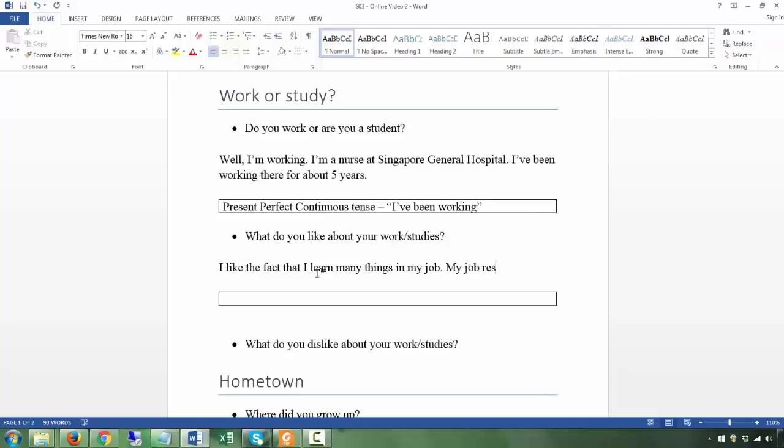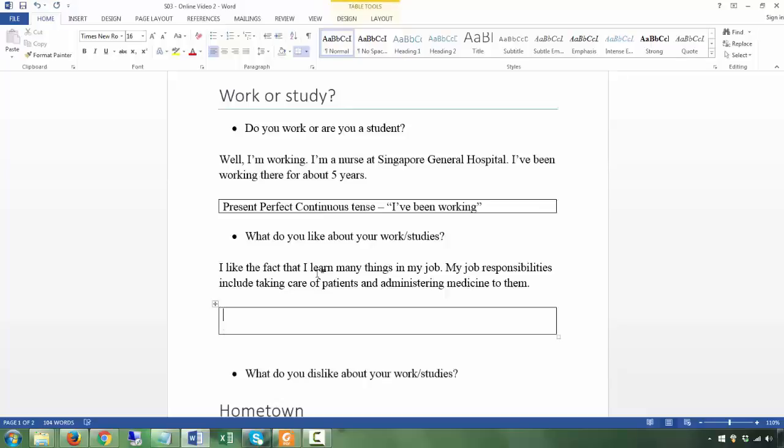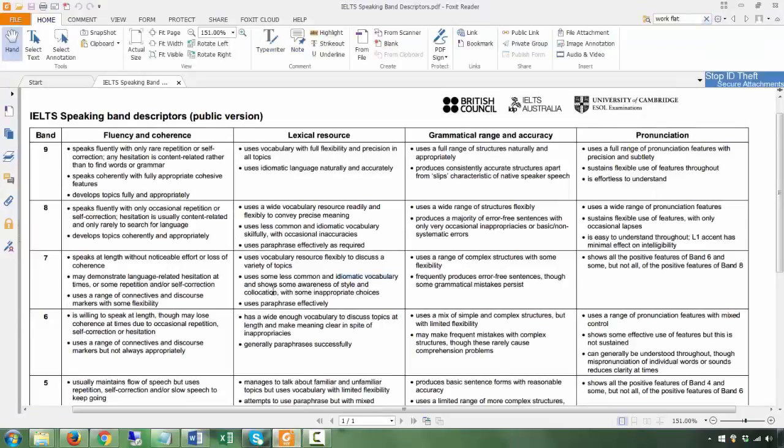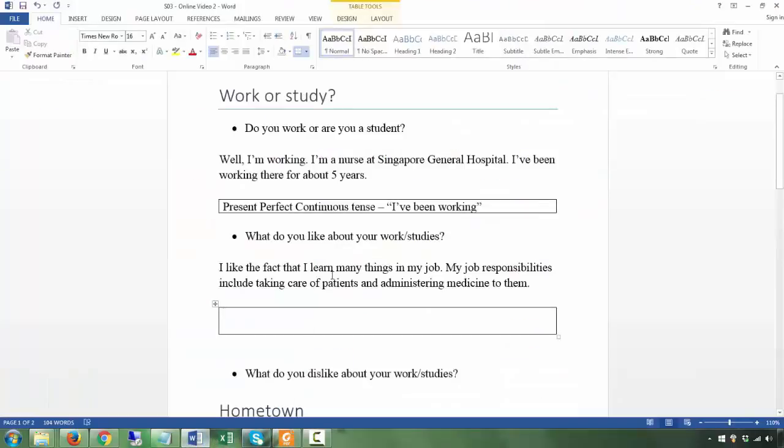My job responsibilities. Now you could even start by saying you want to talk about two things. Okay, let's just continue on. My job responsibilities include taking care of patients and administering medicine to them. Okay, so you have some good words here, job responsibilities, and you have a good collocation. Remember we talked about collocation, which is important in both writing and speaking.